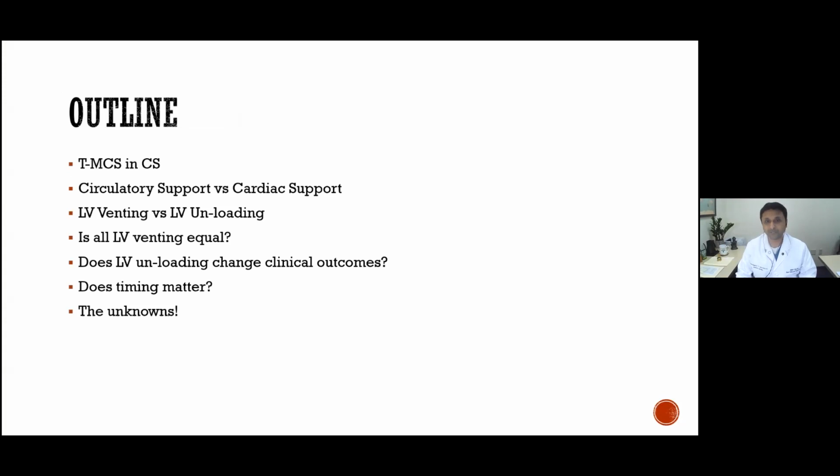My outline for today's talk is going to include discussing briefly the role of temporary MCS in cardiogenic shock, this concept of circulatory support versus cardiac support as it pertains to different devices, including VA ECMO, diving into this controversial subject of is LV venting and LV unloading one and the same? Is all LV venting equal? Furthermore, talking about does LV unloading actually change clinical outcomes? And does the timing of LV venting matter? And then the topic of the hour, which is the unknowns as we move forward in this.